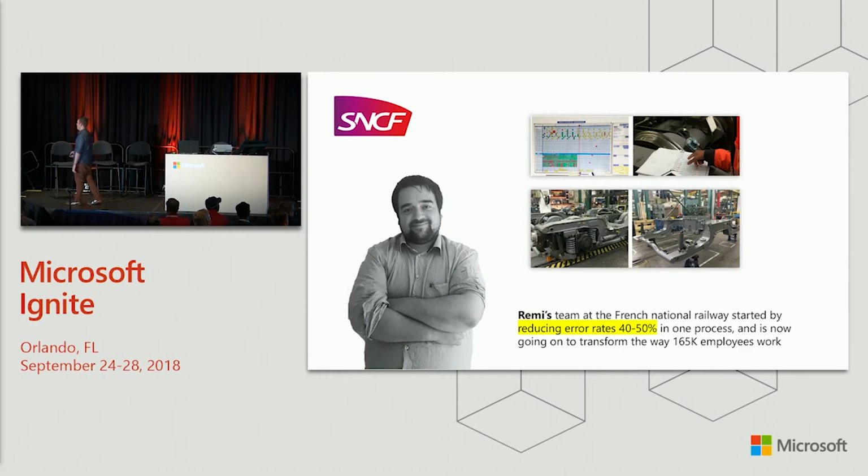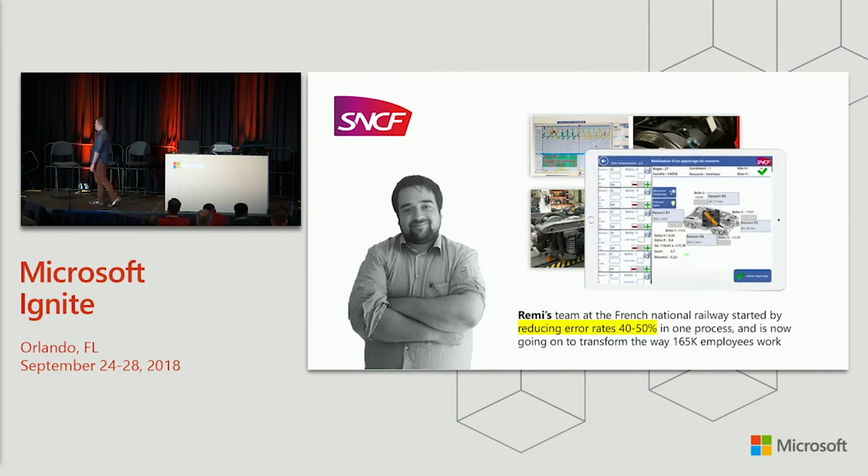Remy at SNCF, the French National Railway, hundreds of thousands of employees, 165,000 of them licensed for Office 365. He started out with just one process, and this is how most of us get started on the platform. Hey, we've got to inspect bogies, the sort of carriages that trains ride on, make sure that their fault tolerances are safe to put them back out on the rails and put a carriage on them. That was a pen and paper process. There was no app for recording the measurements and spring alignments in these bogies until PowerApps.